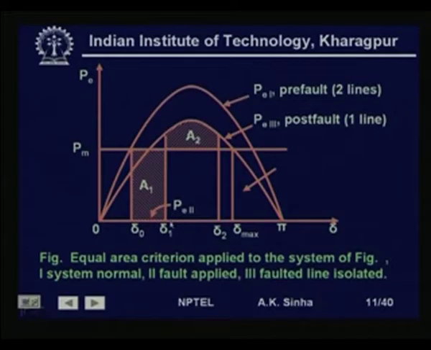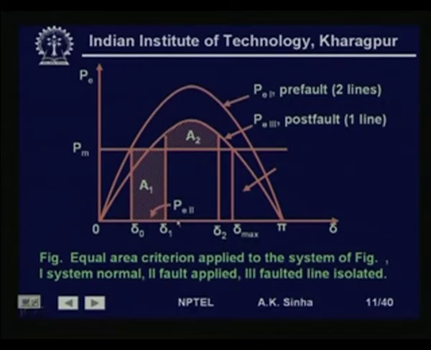So, critical stability depends on two things, that is the initial operating point and when we are clearing the fault. So, the faster we clear the fault, smaller is the accelerating area available and more is the chance of system remaining stable, because you have larger decelerating area available.